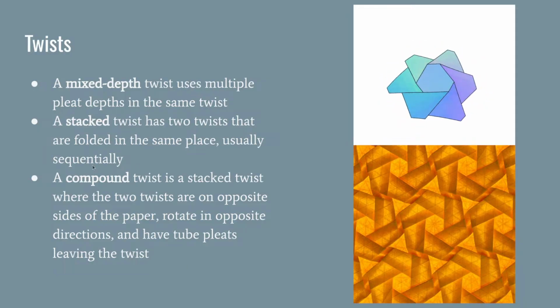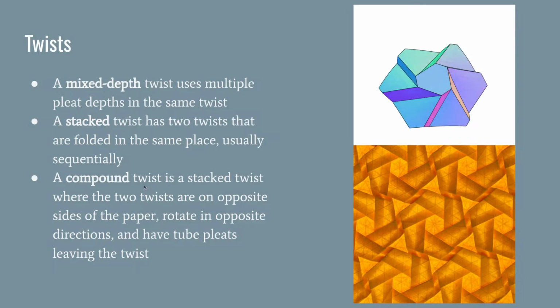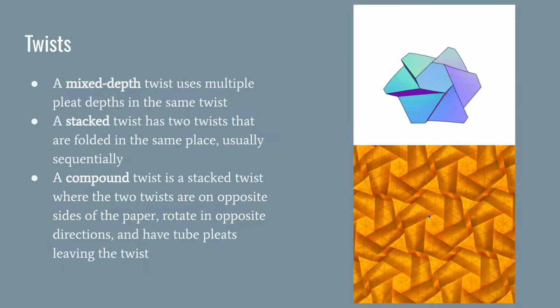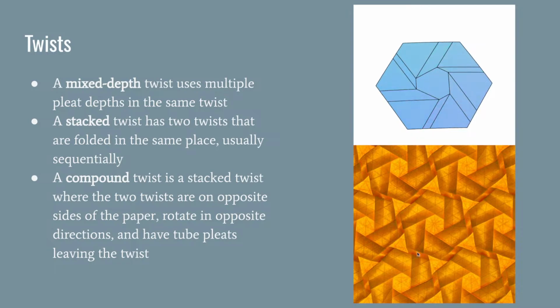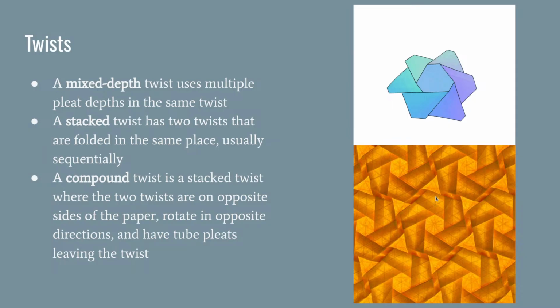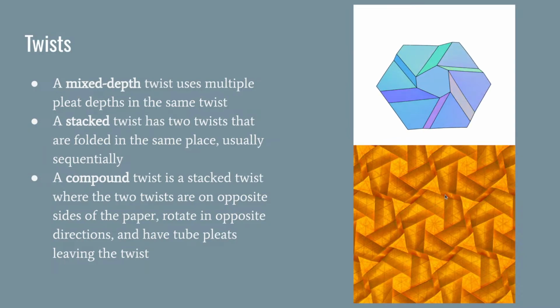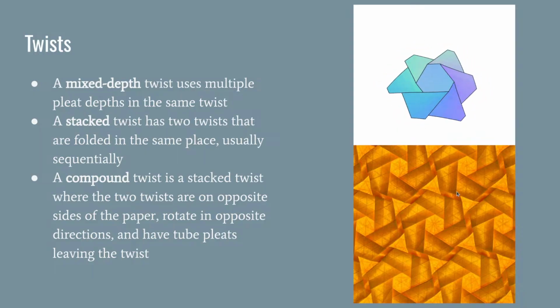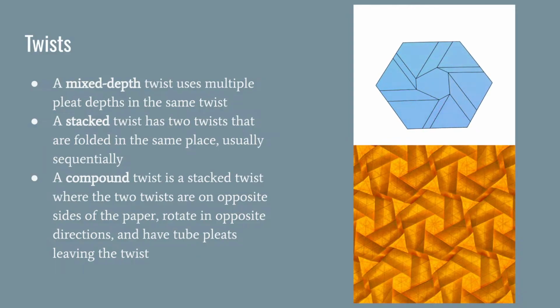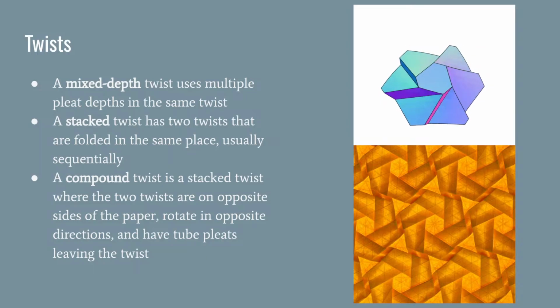I have another definition that's a little bit narrower, which is a compound twist, which is a twist and then you fold another twist around it on the opposite side in the opposite rotational sense, so that you get tube pleats coming out of the twist. So that is a more limited definition than the general idea of stacking twists on top of each other.